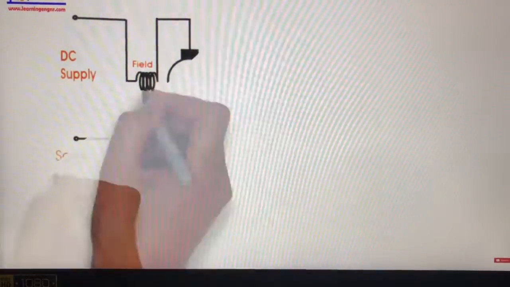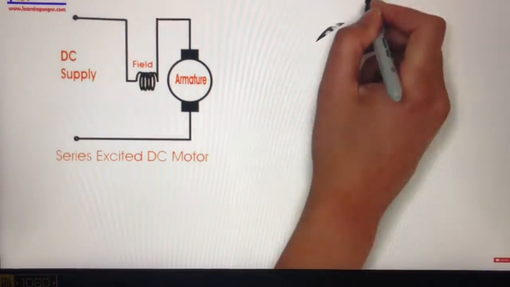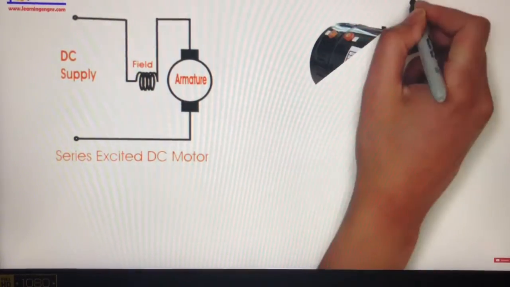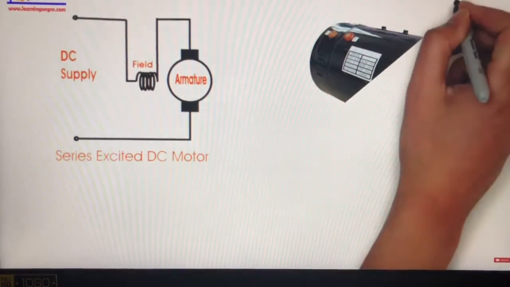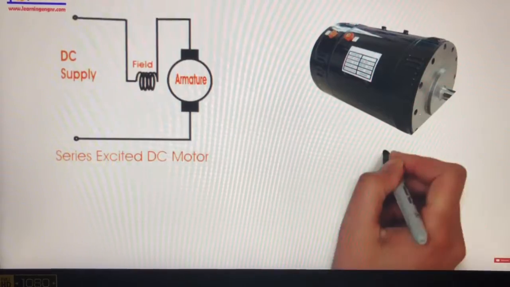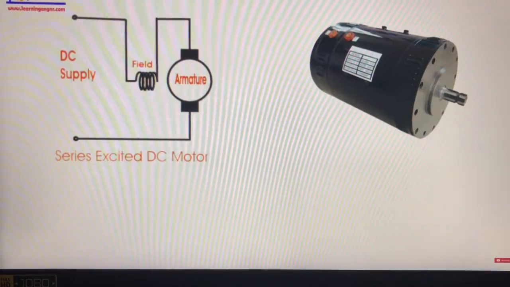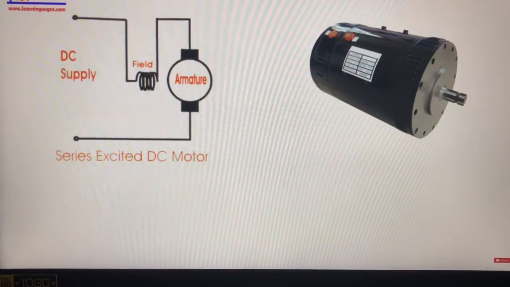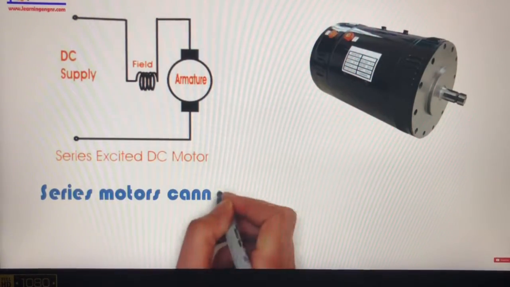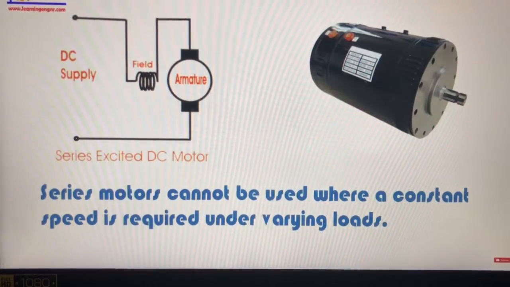2. Series motor. In a series DC motor, the field is connected in series with the armature. The field is wound with a few turns of large wire because it must carry the full armature current. A characteristic of the series motor is that it develops a large amount of starting torque. However, speed varies widely between no load and full load. A series motor cannot be used where constant speed is required under varying loads.